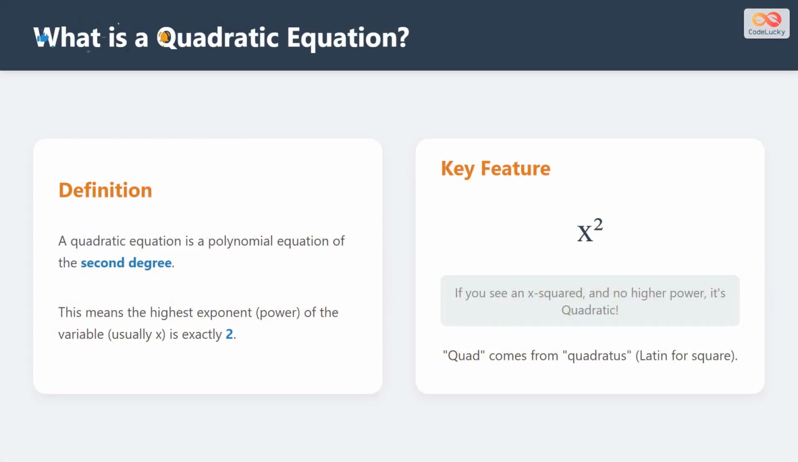So, what exactly is a quadratic equation? Simply put, it is a polynomial equation of the second degree. The most important thing to look for is the exponent. The highest power of the variable x must be exactly 2. If you see an x squared and nothing higher, you are looking at a quadratic.